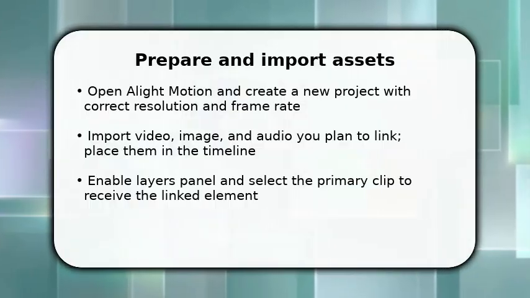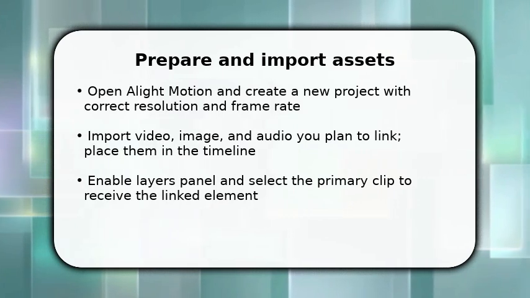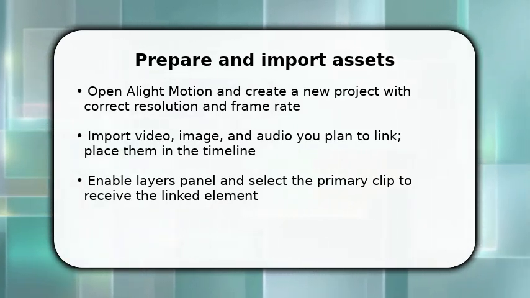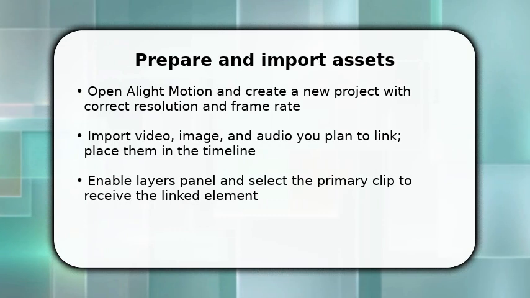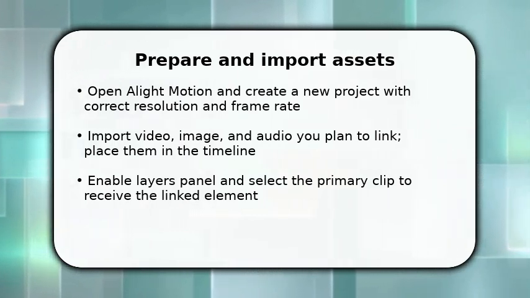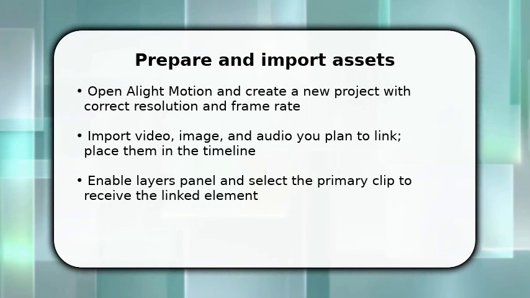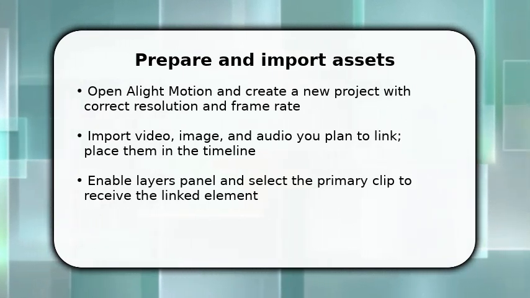You'll start by opening Alight Motion and creating a new project with the correct resolution and frame rate. Once done, import the media you want to link, video, image, or audio, and drop them on the timeline. Make sure you can see the Layers panel.